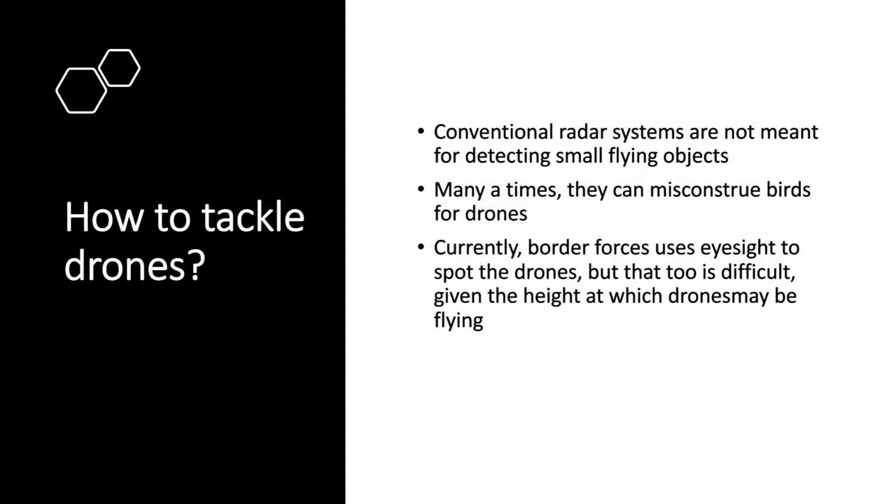So how to tackle drones? The conventional radar systems are not meant for detecting small flying objects. Many a times, they can misconstrue birds for drones. Currently, border forces use eyesight to stop the drones. But that is too difficult given the height at which drones may fly.